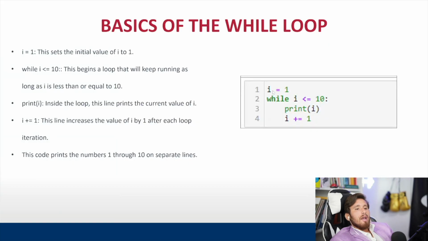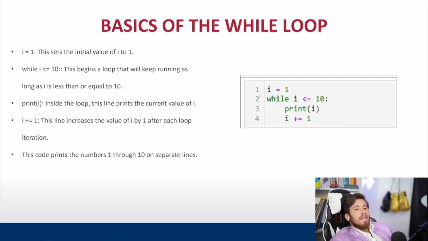So the basics of a while loop, we're going to be looking at this example. We're going to have i equal to 1, and it's saying while i is less than 10, we're going to print i. So in this case, we're setting the variable i equal to 1. This begins the loop, and we're going to be running this print statement as long as i is less than or equal to 10. At the end of this while loop, in the code block that we're running, each time it runs through we are adding 1 to i.